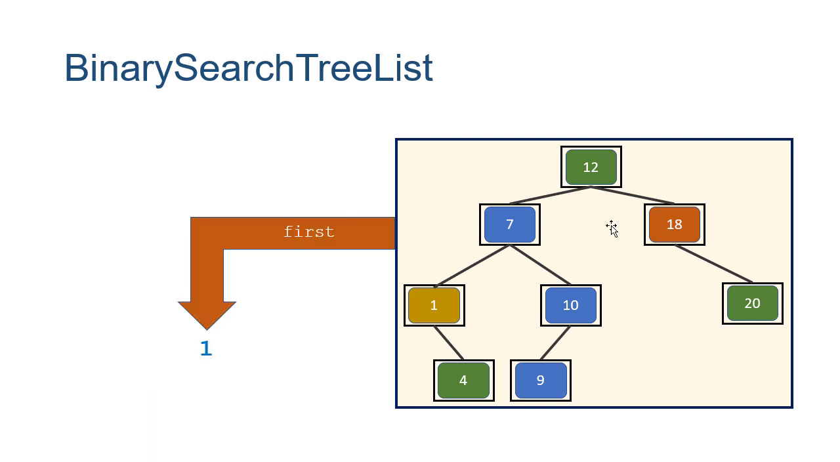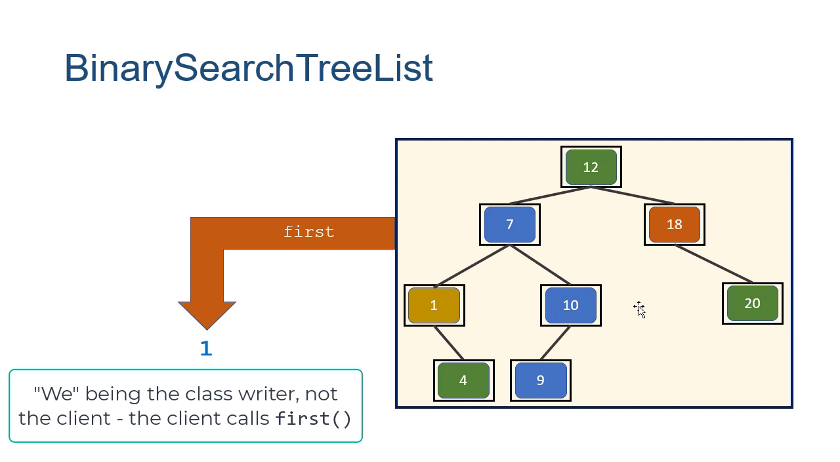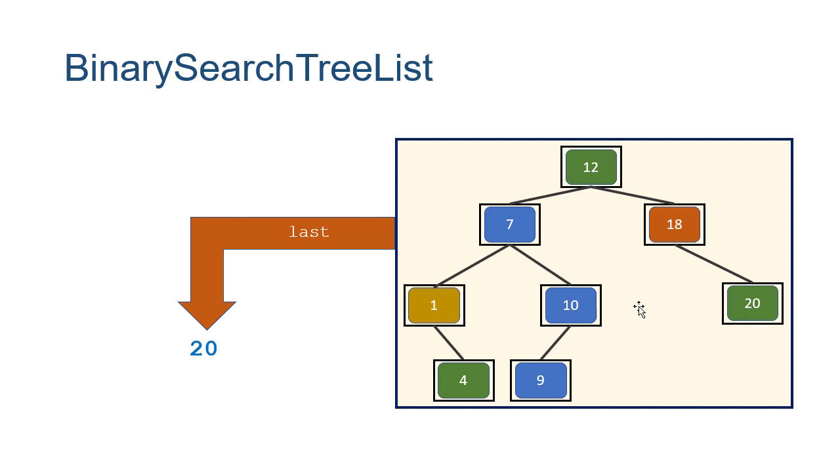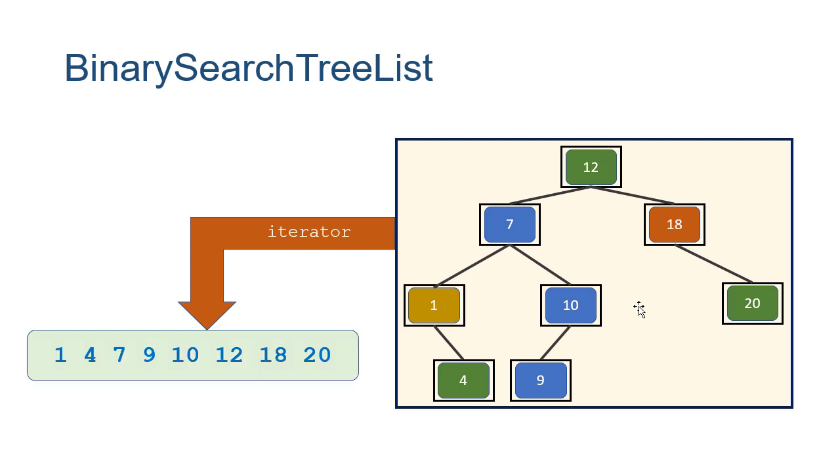So when the client calls first, it's going to return the smallest element in the structure, which is a 1. We can call findMin on this binary search tree to get that value. When the client calls last, that's the largest element, so we can call findMax on the binary search tree to return that to the user. And then finally, the iterator is going to return all the elements in the structure in sorted order. Well, a binary search tree iterator does that. So again, we're using the binary search tree methods to implement the ordered list interface.